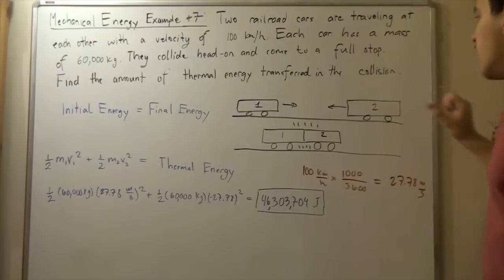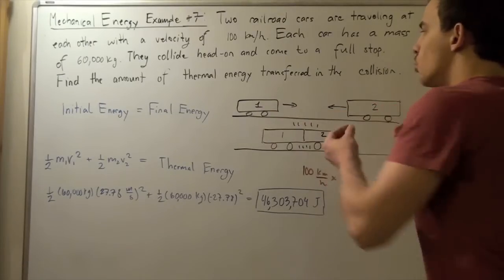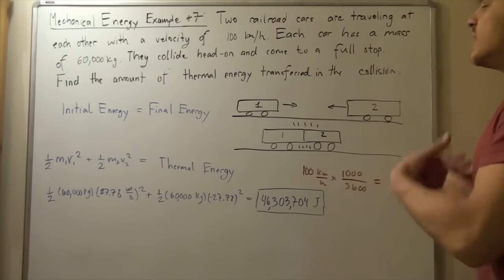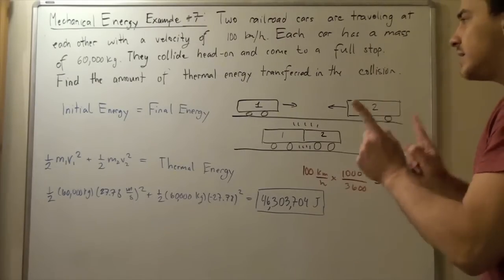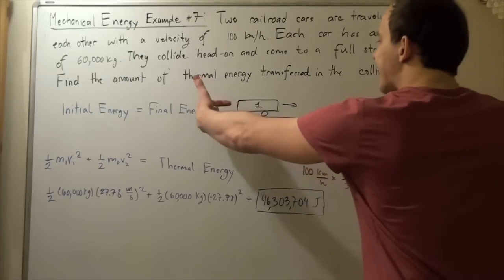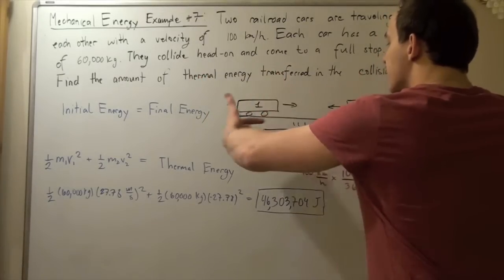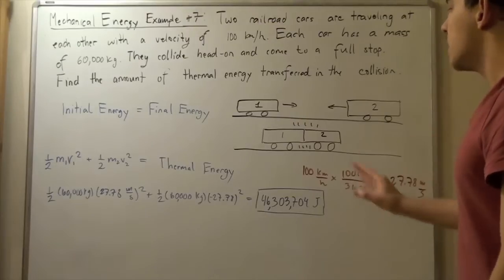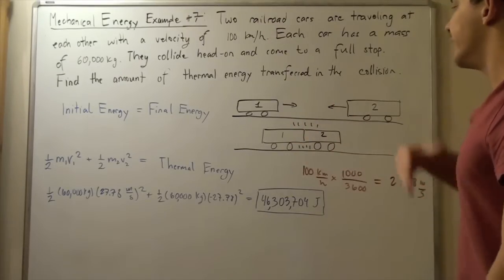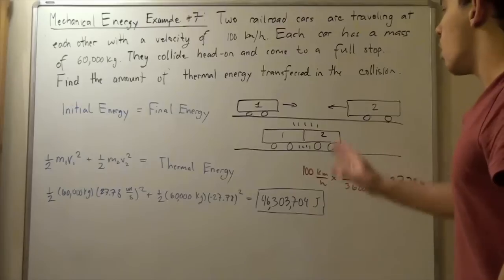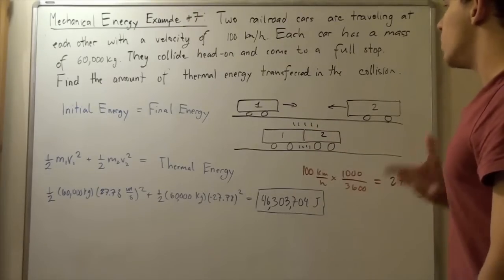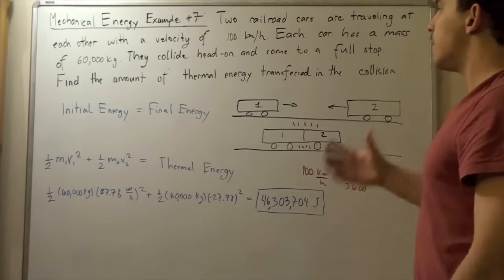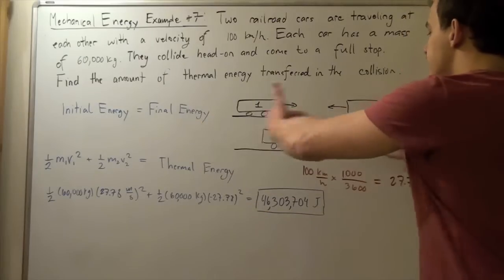So this is our diagram. Our two cars, which have the same exact mass and are traveling with the same exact magnitude of velocity but different directions, are traveling toward each other. Now they collide head-on and come to a complete stop. So their velocity in the final point is 0 for both cars. We want to find what the final thermal energy is, how much energy was transferred in this collision.